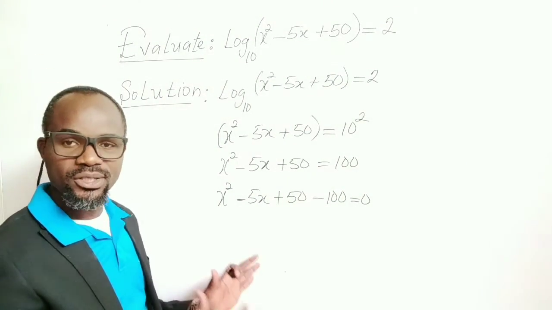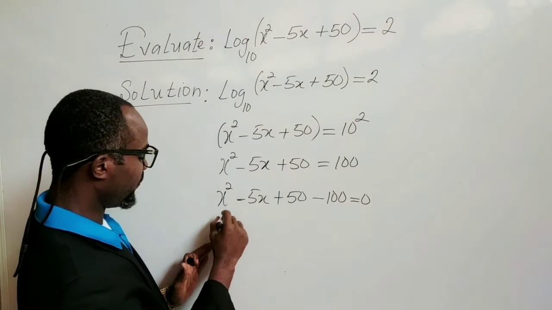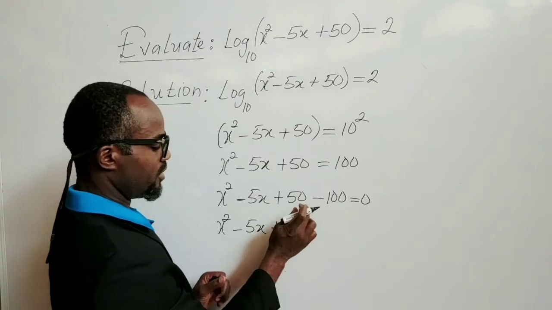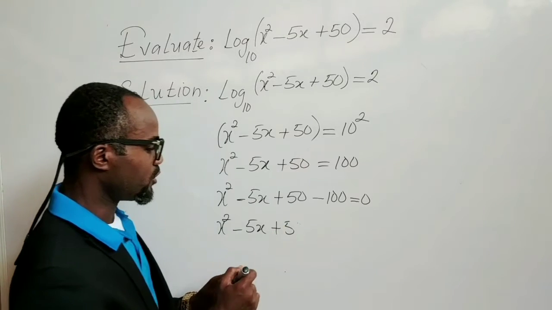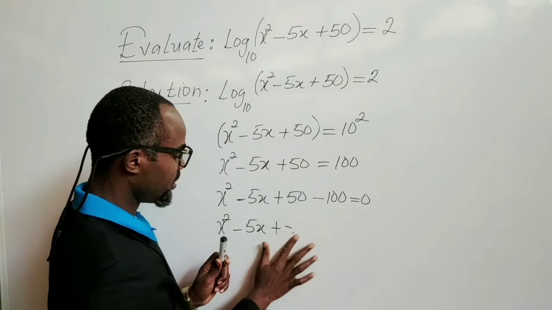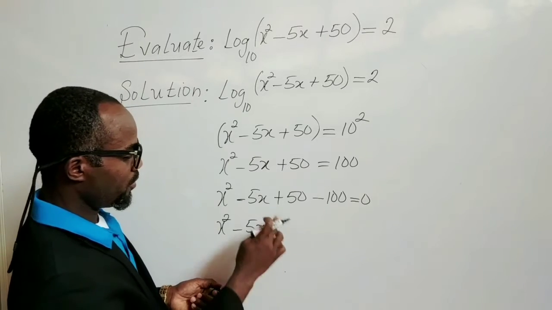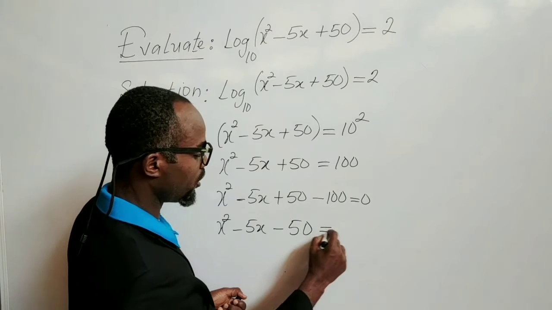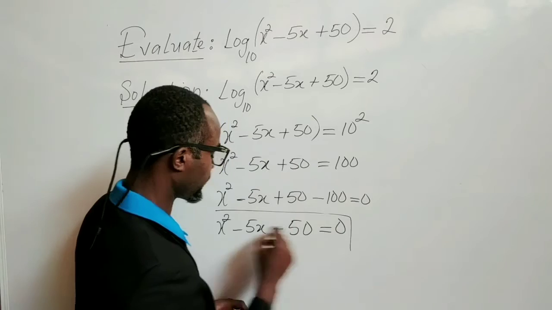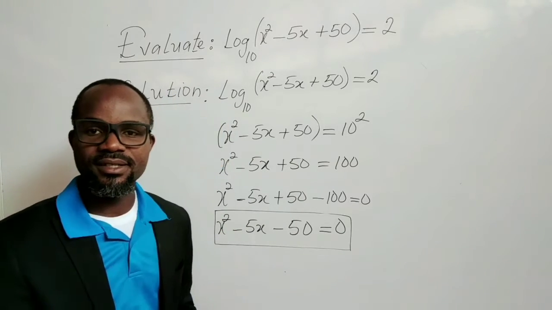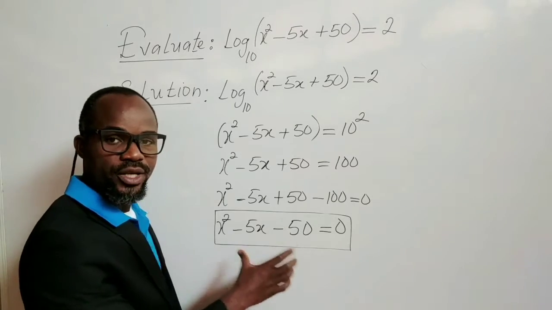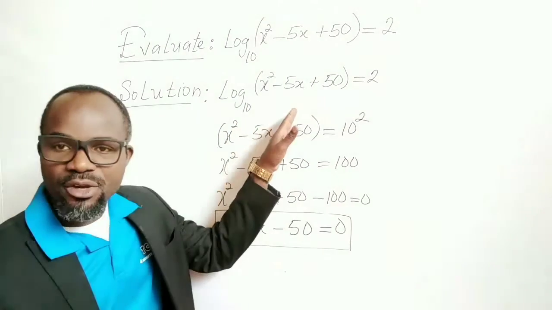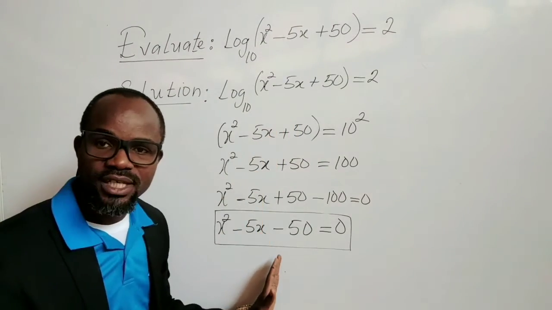Then the next thing we need to understand here is we simplify x squared minus 5x plus 50 minus 100. We need to find out what that will be. Plus 50 minus 100 will give minus 50, all equal to 0. Look at this. This is a quadratic equation. Now we have reduced the logarithmic equation to a quadratic one.